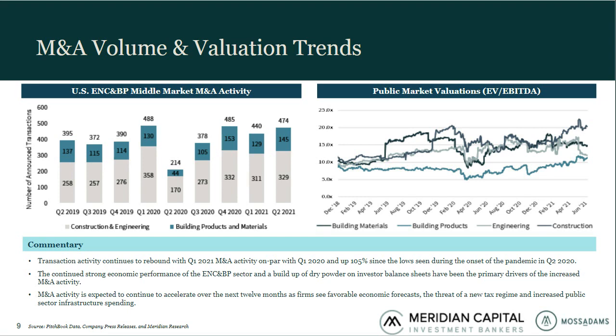On the right-hand side of the page, building materials, building products, engineering, construction firms, a little bit of a mislabeling there. That bottom line is actually construction, and it usually is the lowest valuation of the four categories here. But you can see all four of those have rebounded quite significantly from their Q2 lows last year, quite significantly.